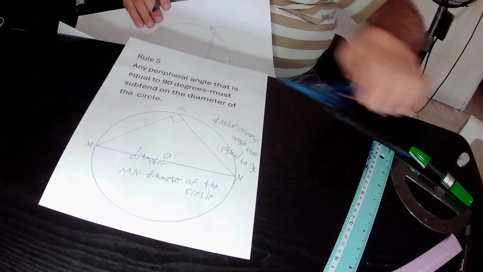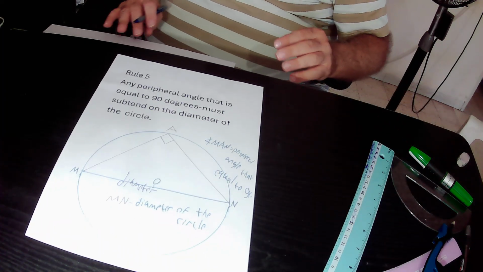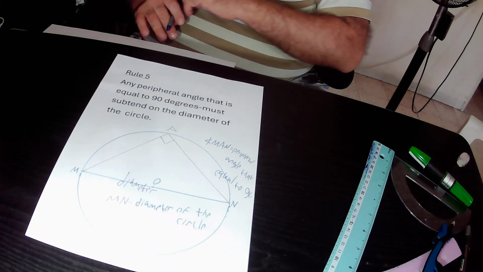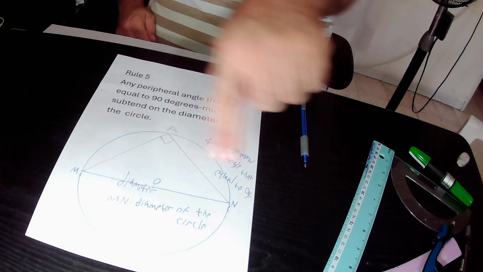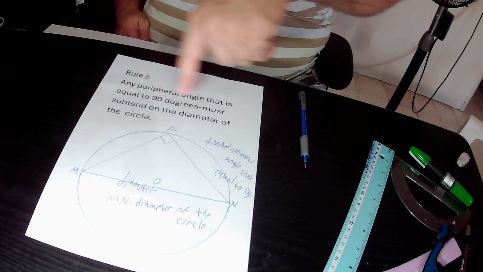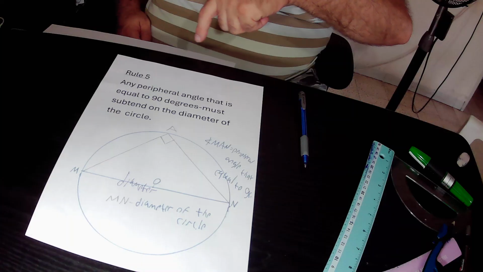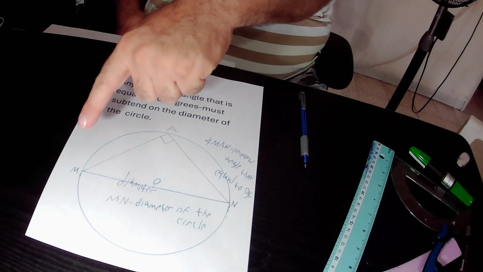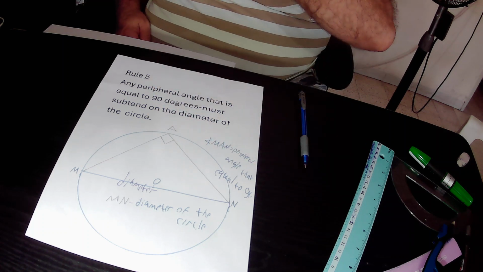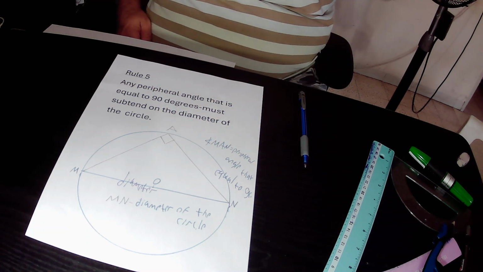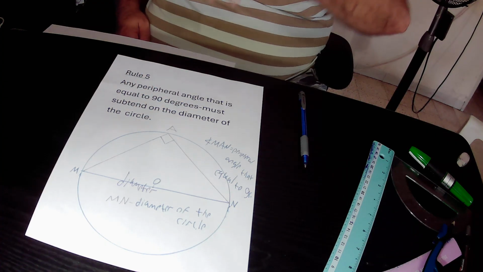According to rule 5, any peripheral angle that is equal to 90 degrees in its size must subtend on the diameter of the circle. In the drawing, you have a circle. This is peripheral angle MAB. That is the right angle, that is to say it is equal to 90 degrees in its size. And therefore, peripheral angle MAB subtends on MM, that is the diameter of this circle. So any peripheral angle that is equal to 90 degrees in size must subtend on the diameter of the circle.